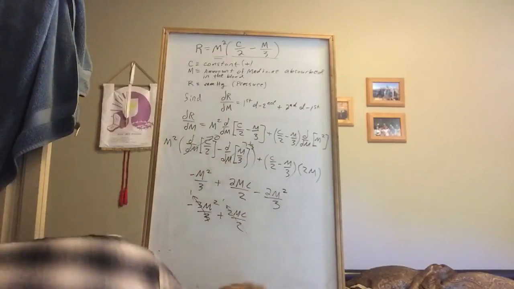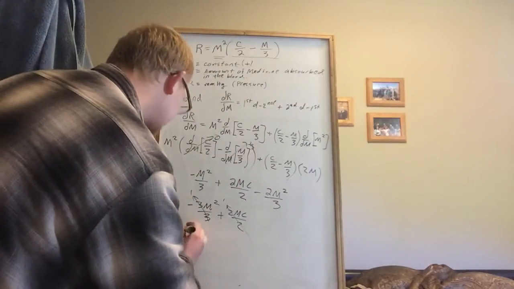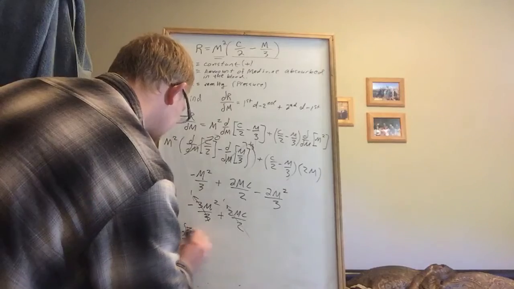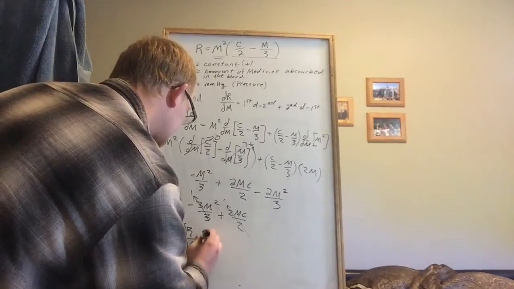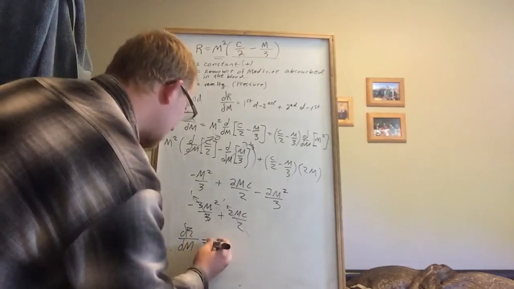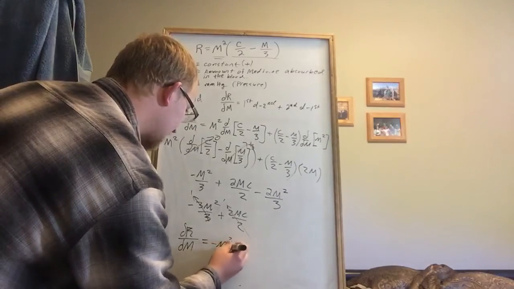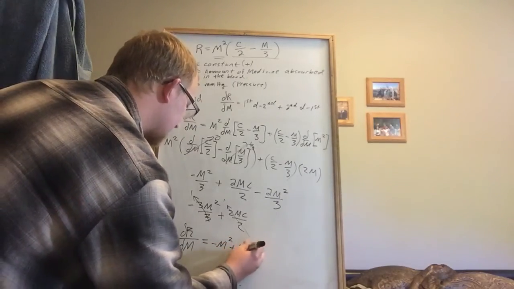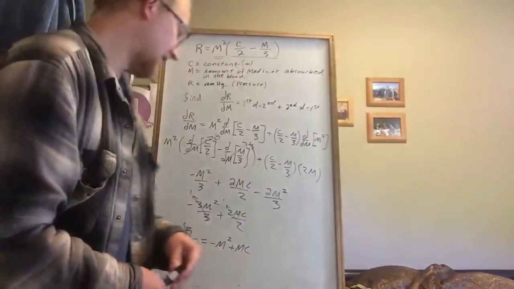And what we're left with is the derivative of r with respect to m is equal to negative m squared plus mc. And I think, nice, we got it right this time.